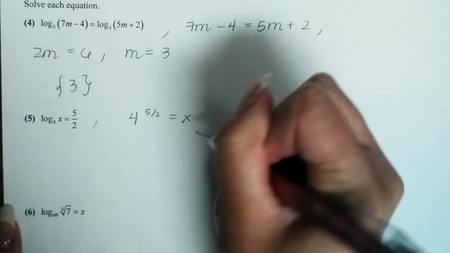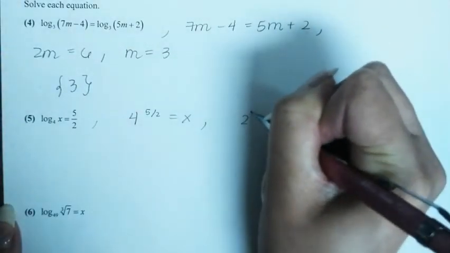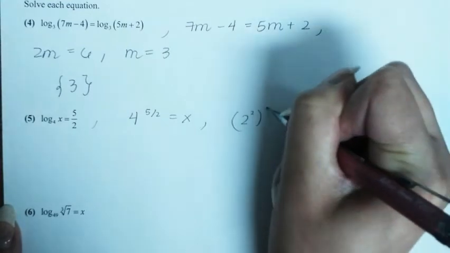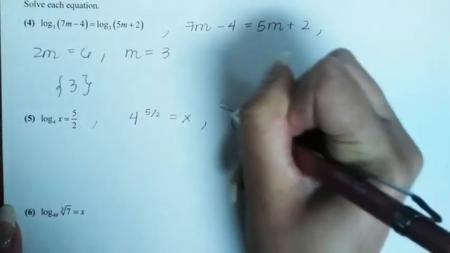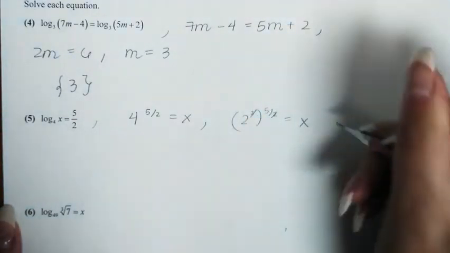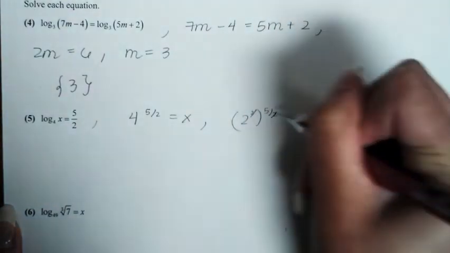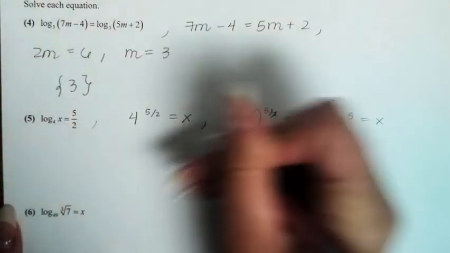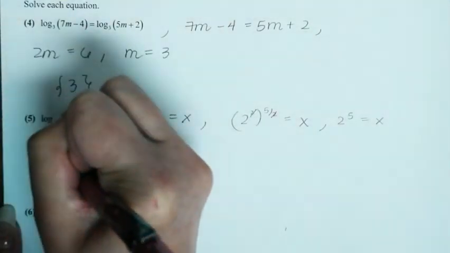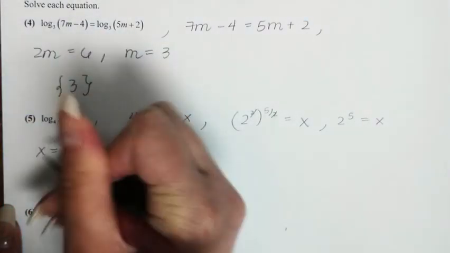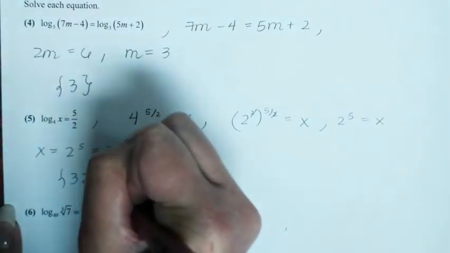And moreover, you recognize that 2 to the power of 2 is 4, to the power of 5 over 2. So the exponents cancel out, and what you have is that x is 2 to the power of 5, which you know is 32. So x equals 2 to the power of 5, which is 32. Therefore, your result here is 32.